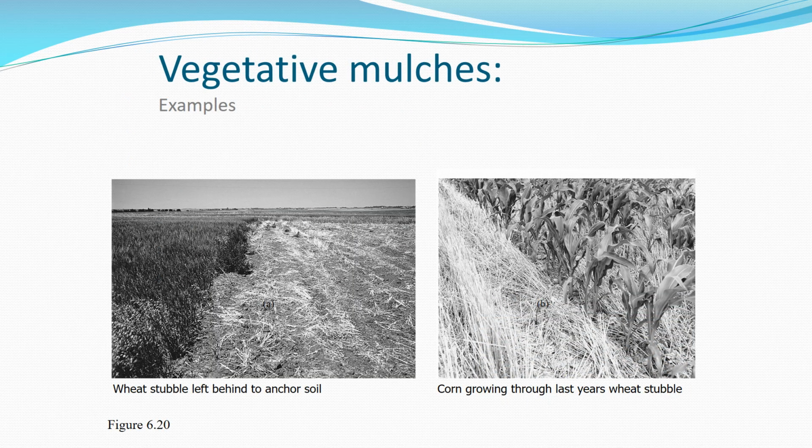Here's some examples of wheat stubble left behind to anchor soil, as well as corn growing through last year's wheat stubble in a no-till planting situation. This is ideal, folks.